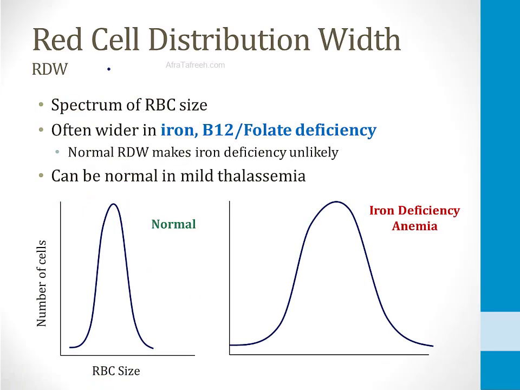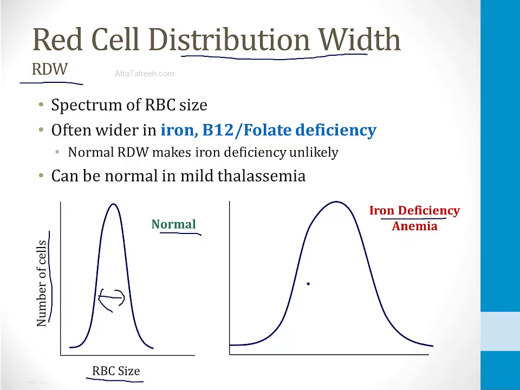Another characteristic finding among patients with iron deficiency is an increase in the RDW. RDW is the red cell distribution width. To understand this blood test, let's look at the bottom left side of the screen. I've plotted the red blood cell size versus the number of cells for a normal patient. You can see that the distribution of red cell sizes is relatively narrow. That's what you see in normal patients.